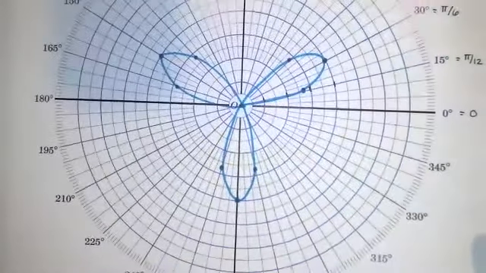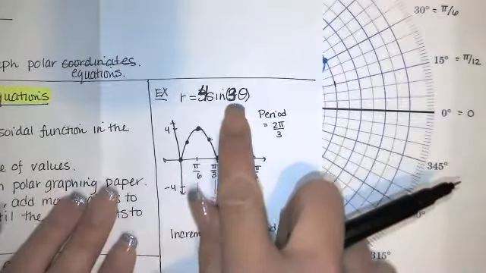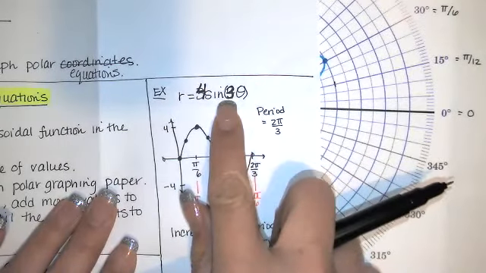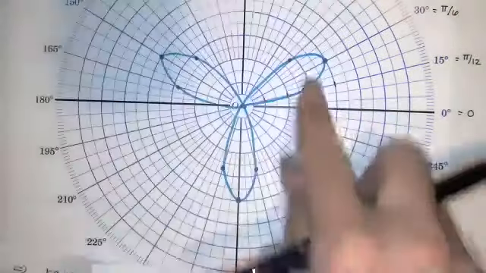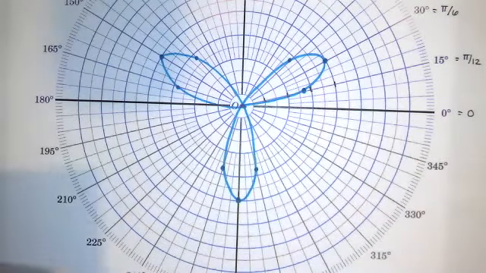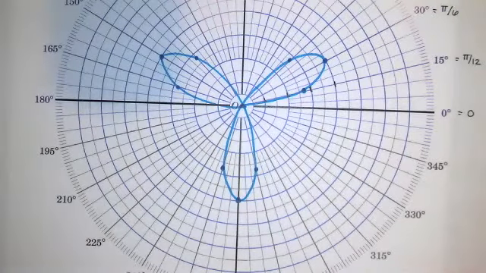Okay, so that's how we do that. It turns out that this is sort of typical. If this is sine of n theta, and n is an odd number, we get a flower with n little petals like this. And there are more pretty graphs in your book, and it tells you sort of all the patterns for different values of n and sine and cosine and all of that.